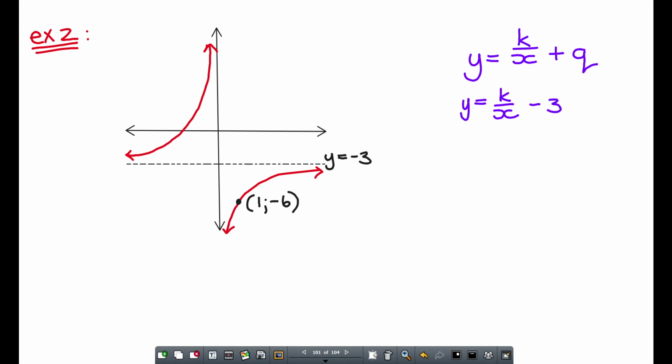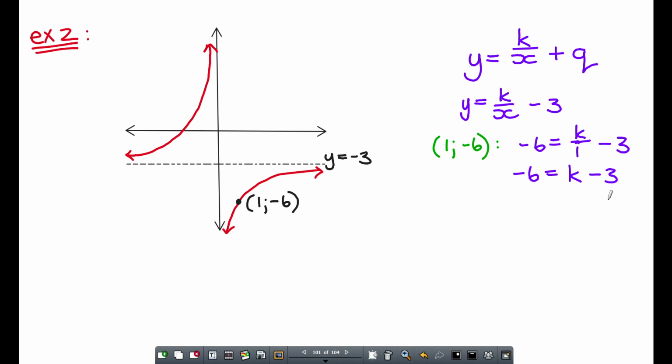Okay, now step 2 will be substitute in the coordinates. Watter koördinate is my gegee? They gave me the coordinates where X is 1 and Y is minus 6. So let's go and substitute those in. So Y would be minus 6 equal to K over 1 and then minus 3. Maar dis was eintlik dieselfde as net minus 6 is gelyk aan K minus 3. Nee, because K over 1 is still just K.